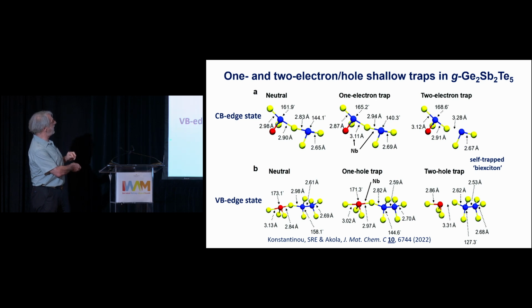Here is a valence band state, top of the valence band, states are localized in this, and you trap 1 hole, and again, bonds get a bit bigger, 2 holes, it also breaks. So actually, this is essentially a self-trapped bi-exciton scenario, basically. So these states can trap electrons and holes quite easily, and that has an impact on what the conduction process is.